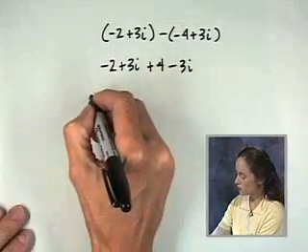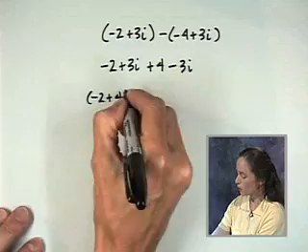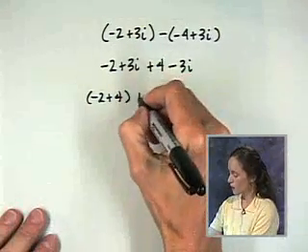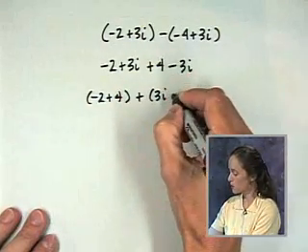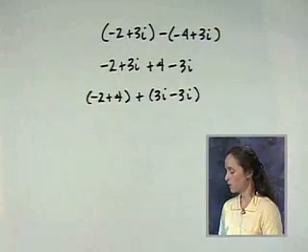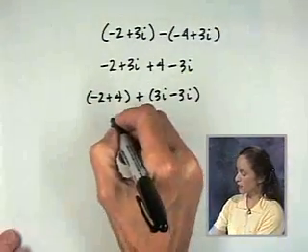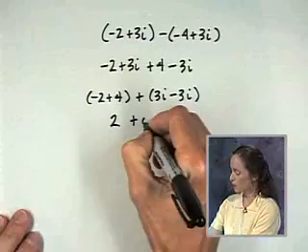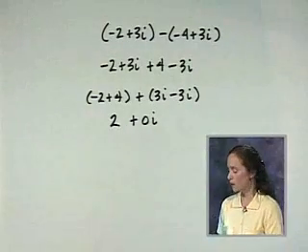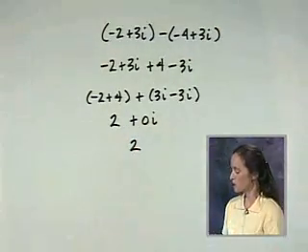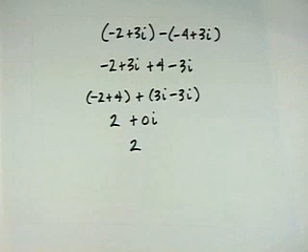And now what I need to do is add the real parts, the negative 2 and 4, and add the imaginary parts, 3i and negative 3i. Simplifying, I get 2 plus 0i. It's also okay to write your answer as 2, and that is the complex number written in standard form.